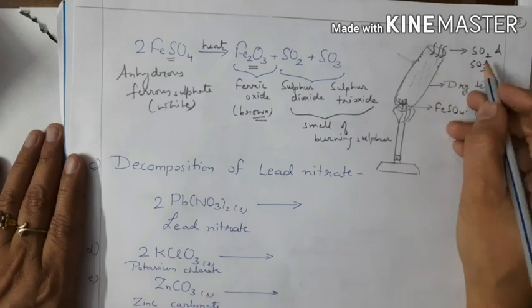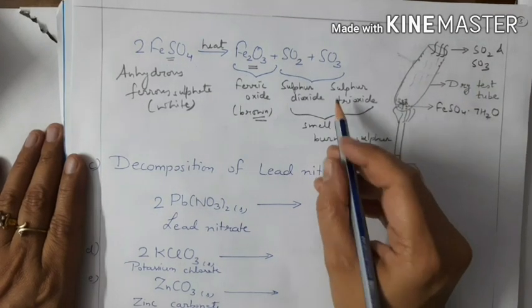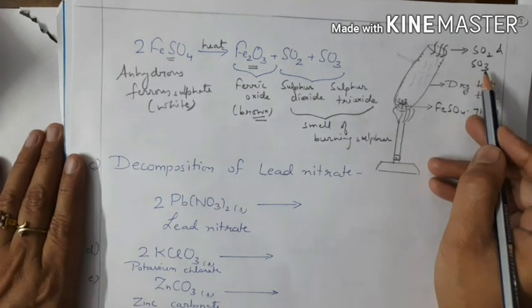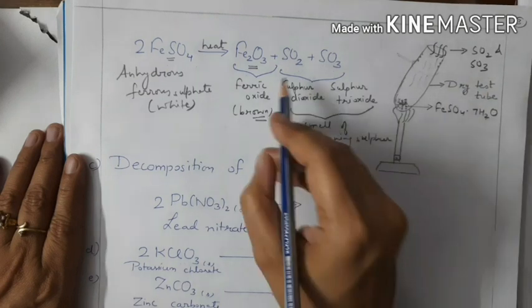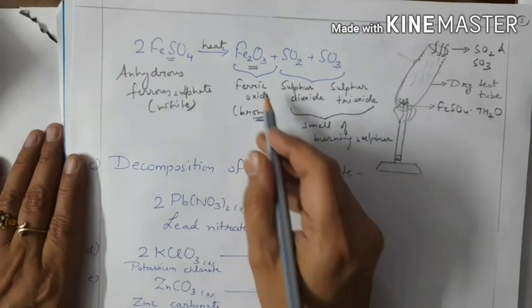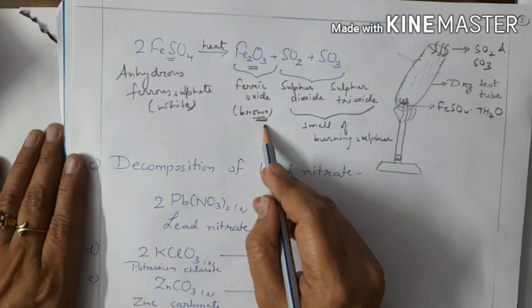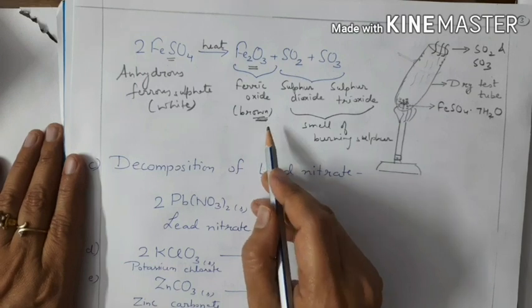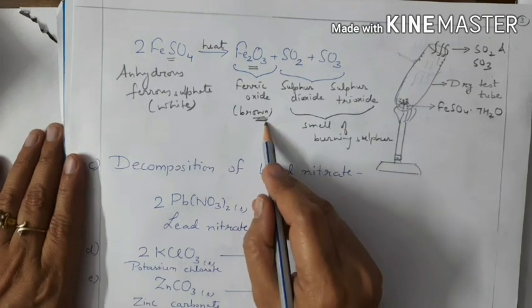These are SO2 and SO3, and these gases have the smell of burning sulfur, and we are left behind with a red brownish colored substance, which is ferric oxide. So this is how the decomposition of ferrous sulfate takes place.